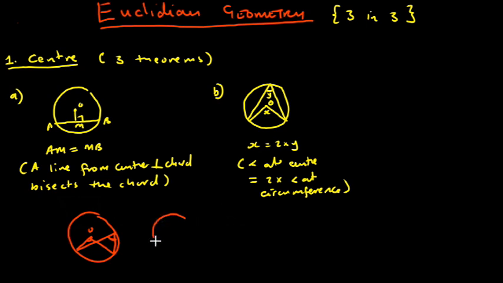Or it may come like this. Hey, my circles are very beautiful. Still, this angle here is angle at center. This one is angle at circumference. Or it may come like this. This one is angle at circumference. This one is angle at center. So you need to remember this theorem.